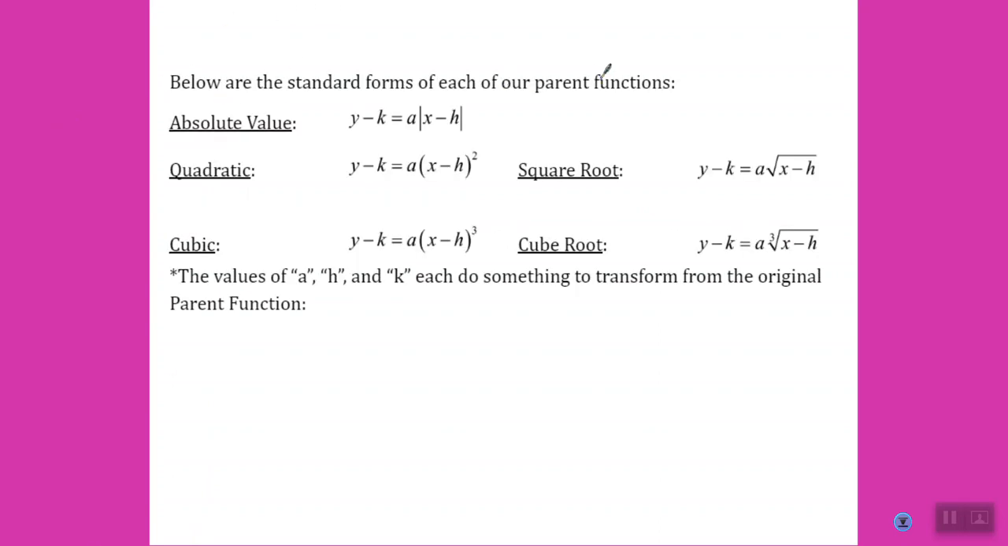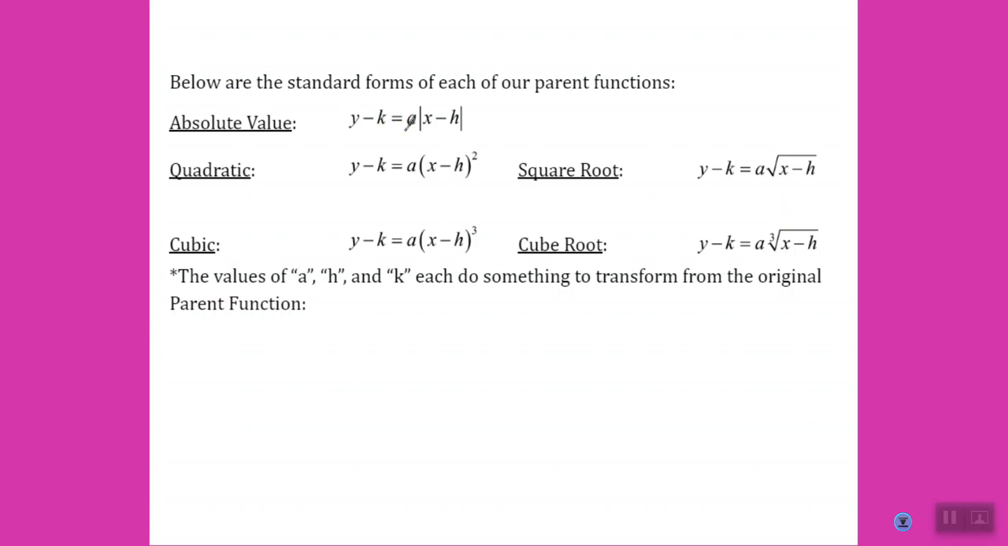So below are the standard forms of each of our parent functions. Absolute value, we're going to see the lines. Quadratic, we'll see 2 as the exponent. Cubic, we'll see a little 3 as the exponent. Square root, we see the square root, and cube root, we'll see the cube root. Remember, that's got the little 3 here.